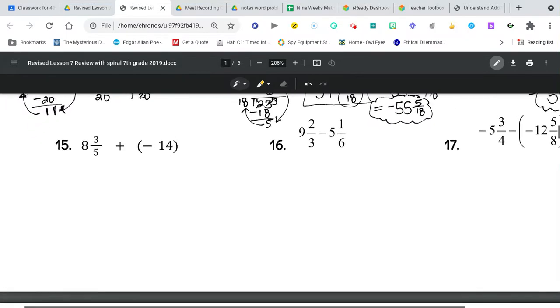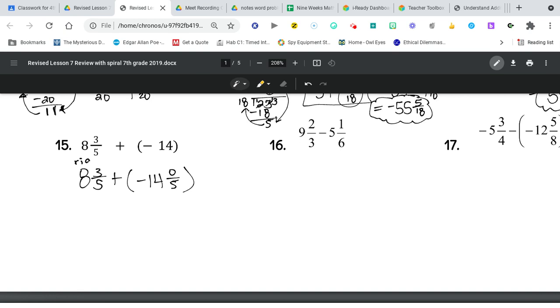Okay, let's look at 15. I have 8 and 3/5 plus negative 14. I know I don't have a fractional piece. I don't see it. So I'm going to put 0/5, using fifths because you have 3/5. So go ahead and use fifths so you have a common denominator. And of course, you're not changing the value of negative 14 by putting 0/5.